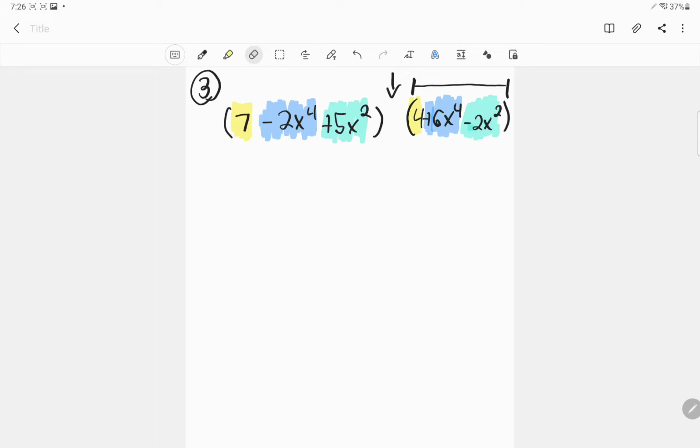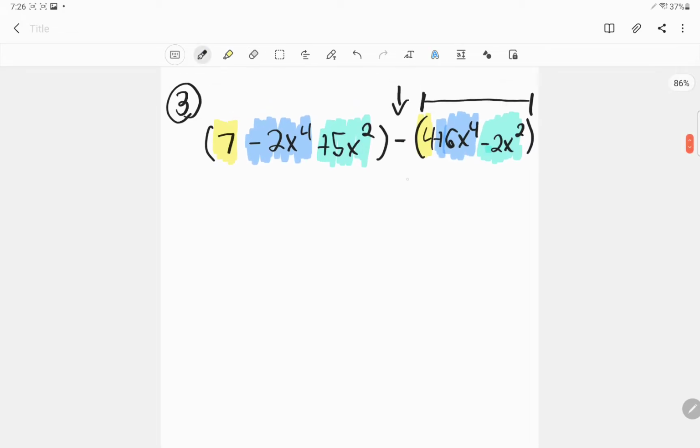So what do we have? We have a positive 4, a positive 6, and a negative 2. But because of the negative, that's going to change. We're going to get negative 4, negative 6x to the 4, and positive 2x squared. Okay? It's going to change everything inside that we have there. So now I can combine my like terms. My highest one is going to be what? Negative 2x to the 4th and negative 6x to the 4th. If I put them together, I'm going to get negative 8x to the 4th.